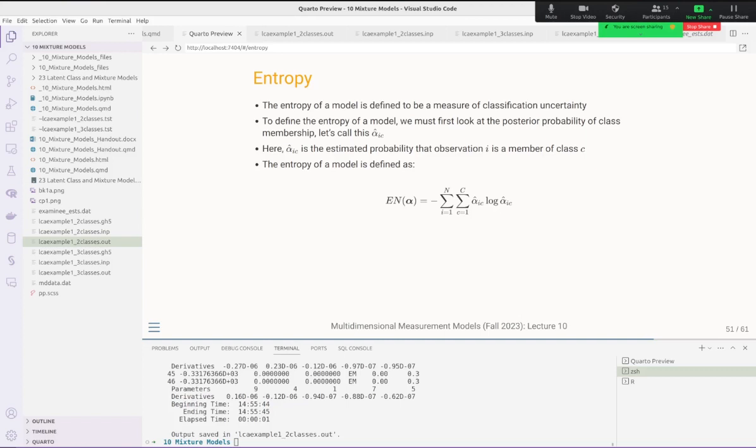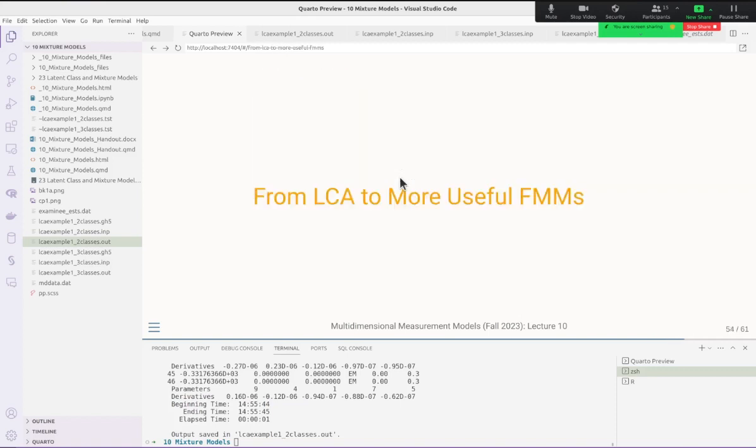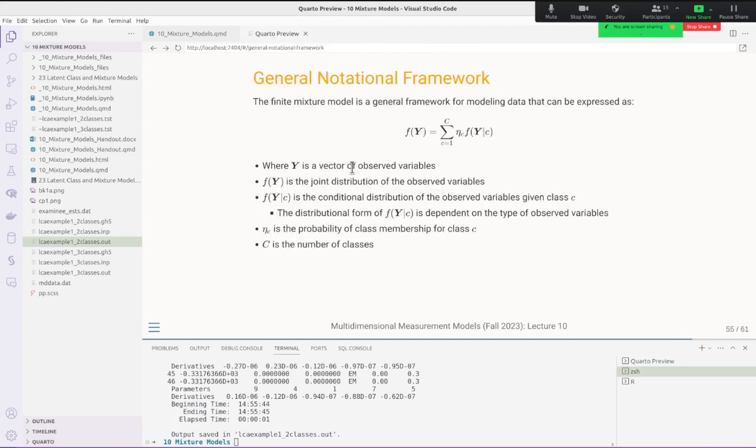Other questions? Okay. Well, let's talk about some more interesting models. I don't think latent class analysis is that interesting. It is interesting comparing why we have better fit and everything, but let's talk a little bit about how we put mixture models together. So remember, this is the formula for the finite mixture model.